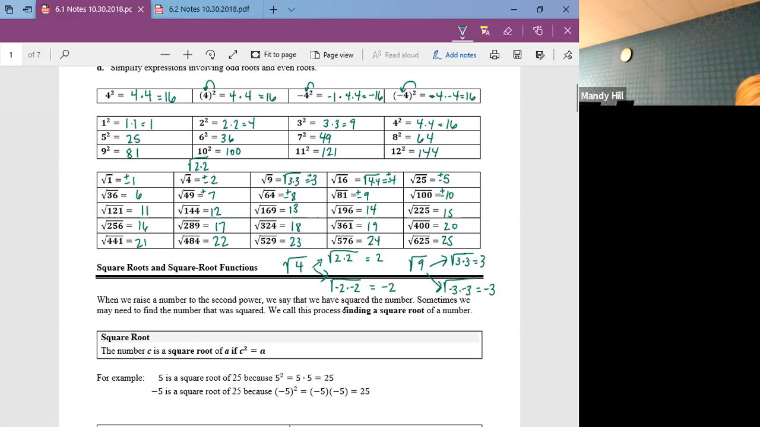I don't know that I'm going to take time to do that, but the other half is also an answer. Plus or minus is also an answer.